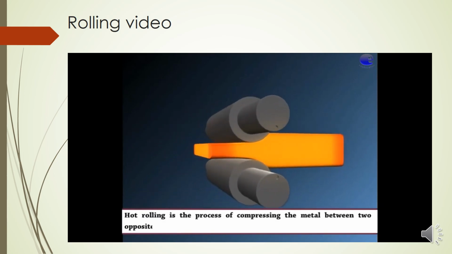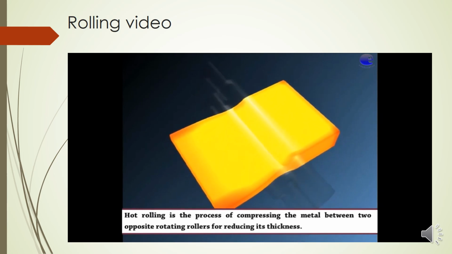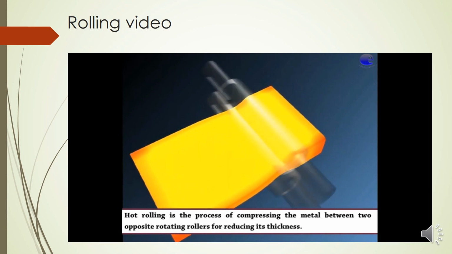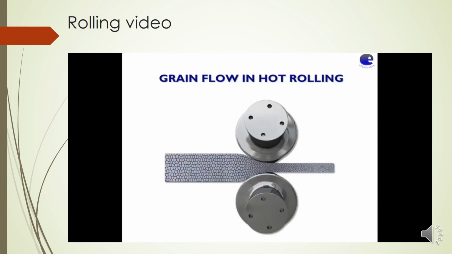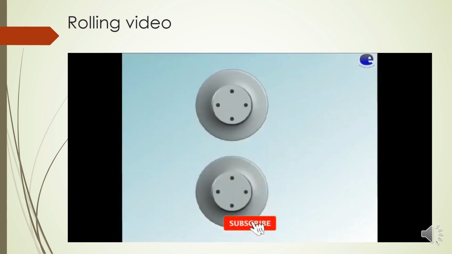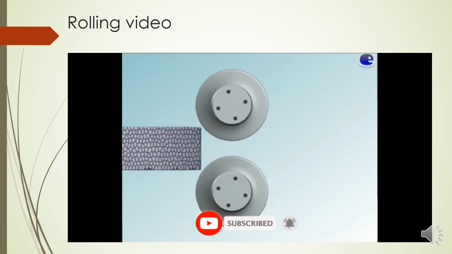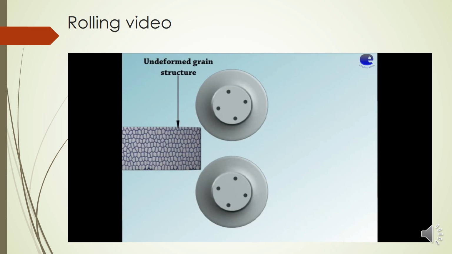So this is a roller used. This is our billet. The billet is passed through the gap between the rollers. Normally the lower roll is fixed and for the upper roll we can adjust the height. Due to the compressive force, the billet is shaped into thin sheets.